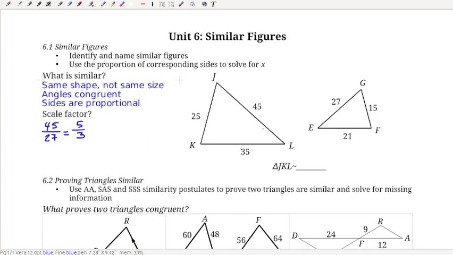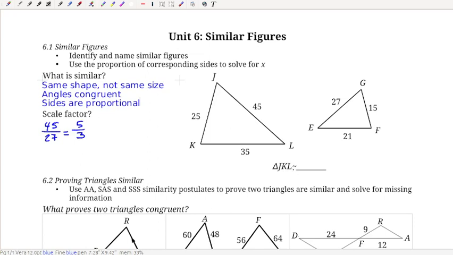And it needs to be that same number every single time, no matter which pair of sides I compare. As long as I'm going with longest side here, middle side here, shortest side here, shortest side here, you have to compare.